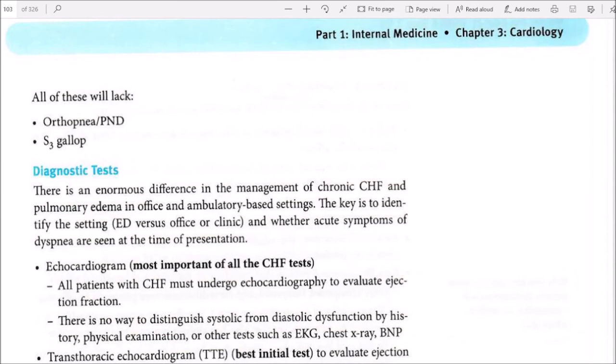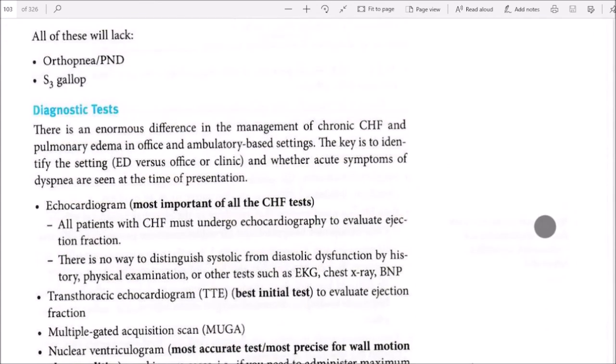All of these will lack orthopnea, PND, and S3 gallop. Diagnostic test: there is an enormous difference in the management of chronic CHF in the office and pulmonary edema in an emergency setting. The key is to identify the setting, ED versus office or clinic, and whether acute symptoms of dyspnea are seen at the time of presentation.